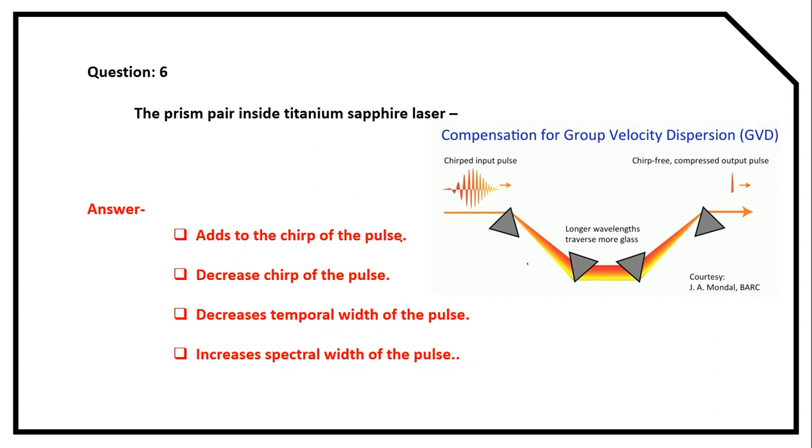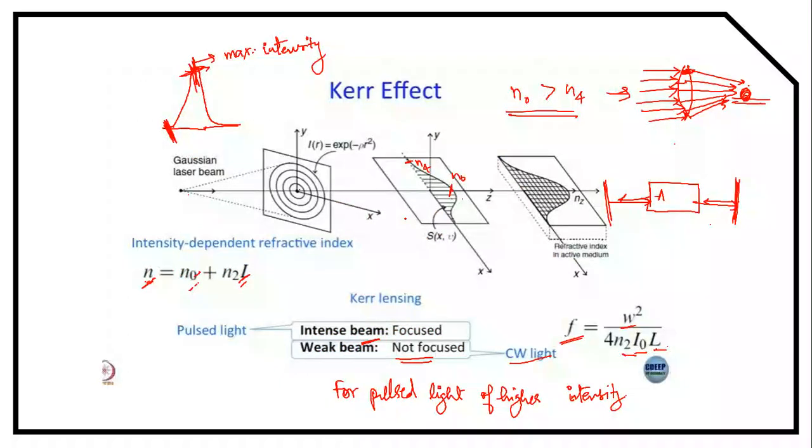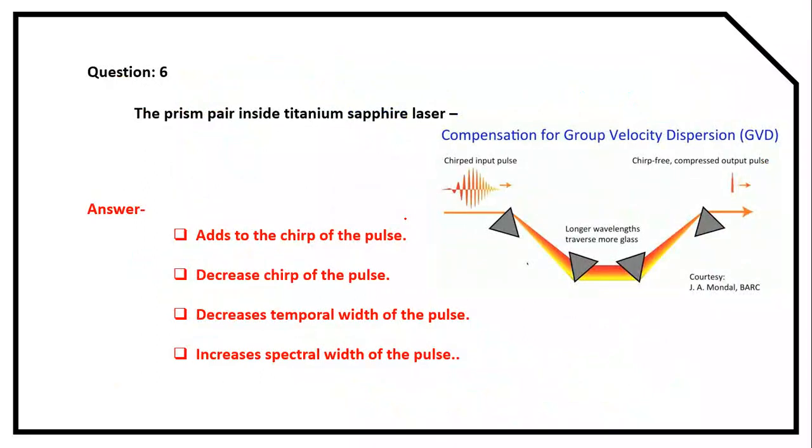Adds chirp of the pulse, decreases chirp of the pulse, decreases the temporal width of the pulse, or increases the spectral width of the pulse. Okay, so along with this Kerr lensing, there was a drawback which we had studied, that was the chirping which would occur.